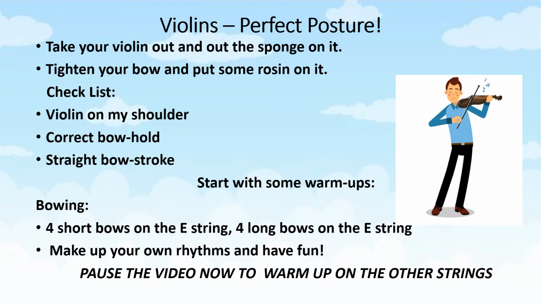Let's start with some warm-ups. Rest your bow on the E string between the bridge and the fingerboard. We're going to play 4 short bows on the E string. Listen first, after 4. 1, 2, 3, 4. Now it's your turn. Ready? After 4. 1, 2, 3, 4.